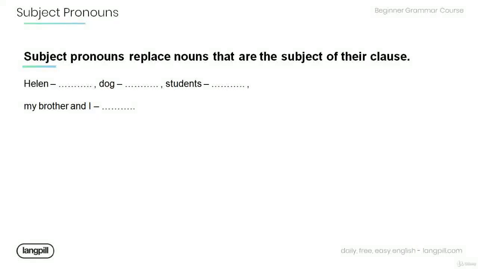Now let's review and practice a bit. Remember that subject pronouns replace nouns that are the subject of their clause. So what do you think would be the proper subject pronoun to use to replace the word Helen? She. And dog? It. Students. They. My brother and I. We.